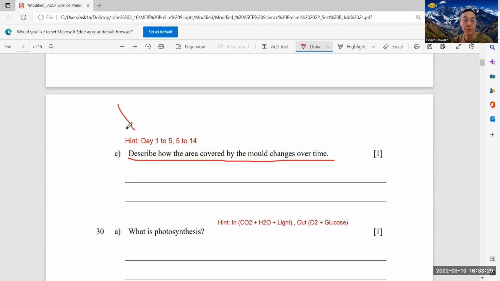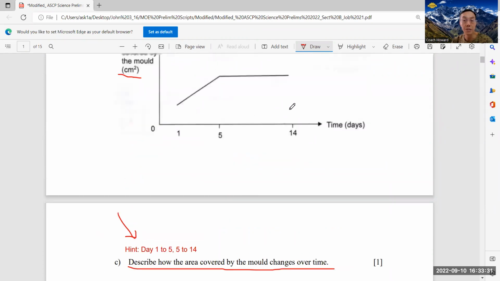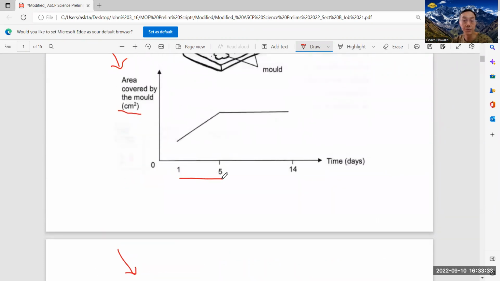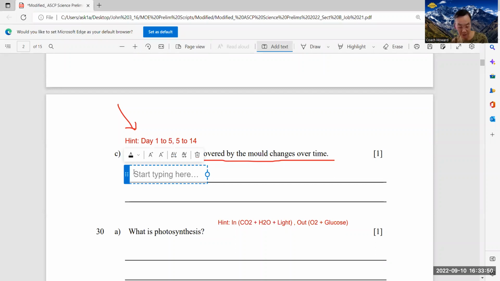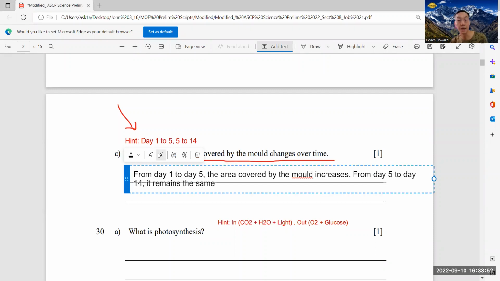So you notice I put down this hint here. You must mention the 1st to 5th day and the 5th to the 14th day. So this will give you the complete answer. So you should say from day 1 to day 5 what happened, and from day 5 to day 14. So in order to get the full 1 mark, this should be the answer that you should give.